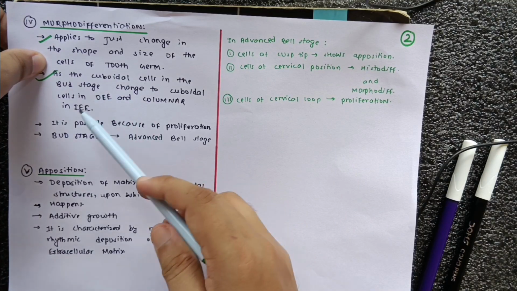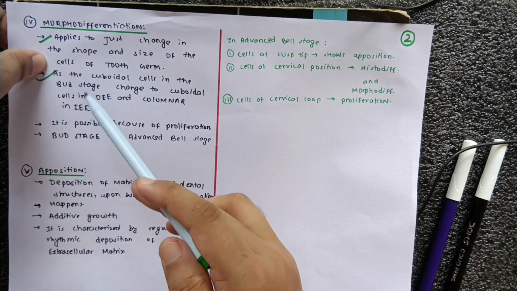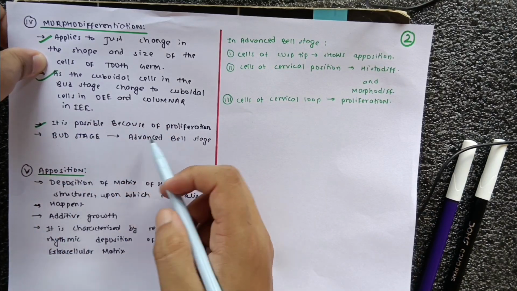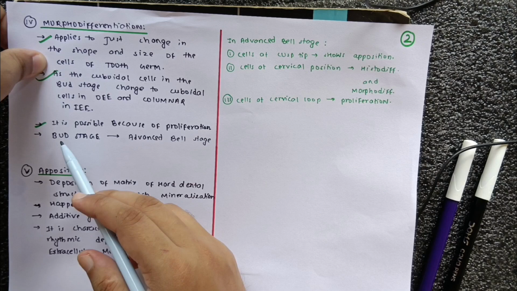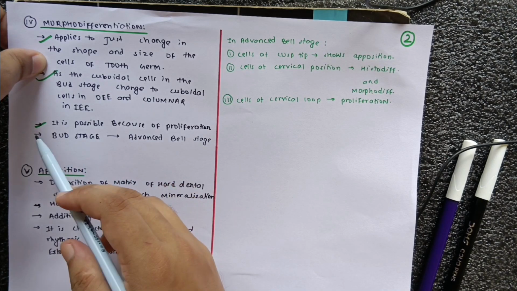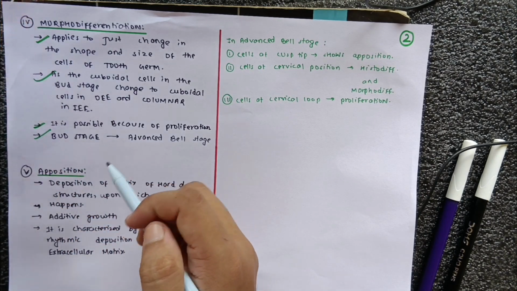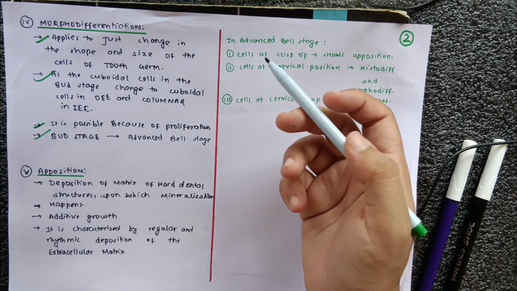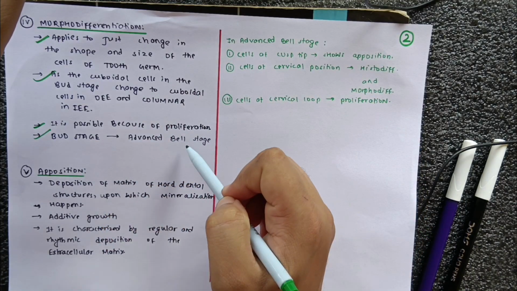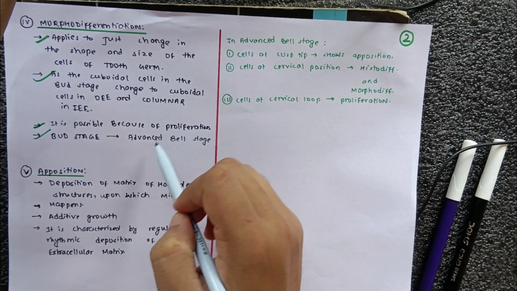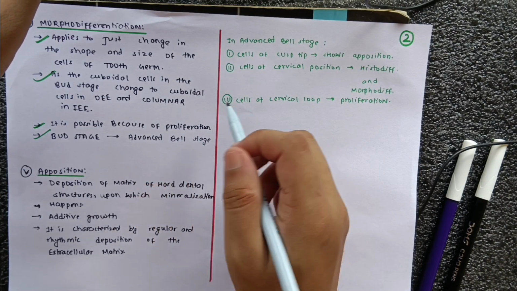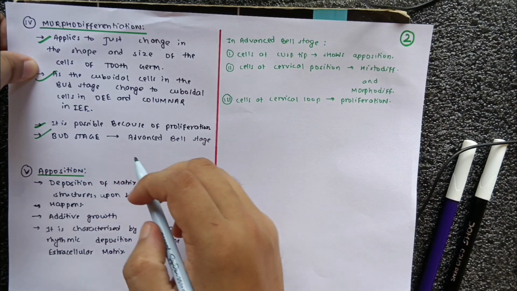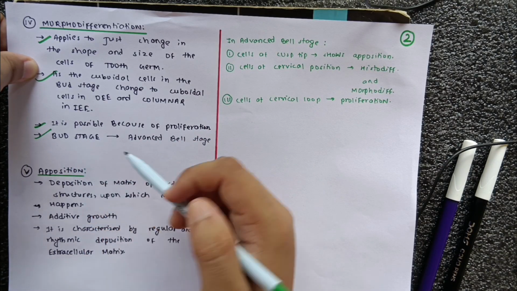So the same thing is written here in morphodifferentiation. After that, it is possible because of the proliferation, from the bud stage to the advanced bell stage, similar to that of the proliferation. So in this morphodifferentiation there is change in the type of the cell from the bud stage to the advanced bell stage. But sometimes in the picture we can see that it is shown extending from the bud stage to the early bell stage.